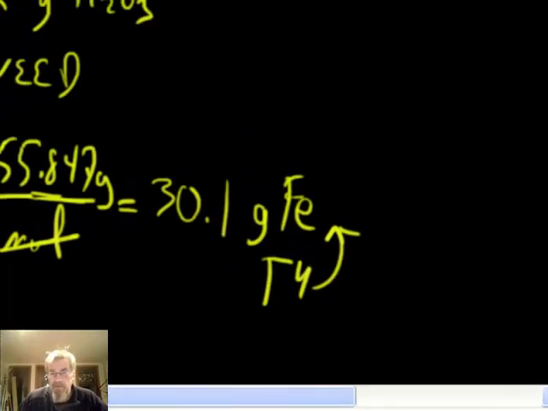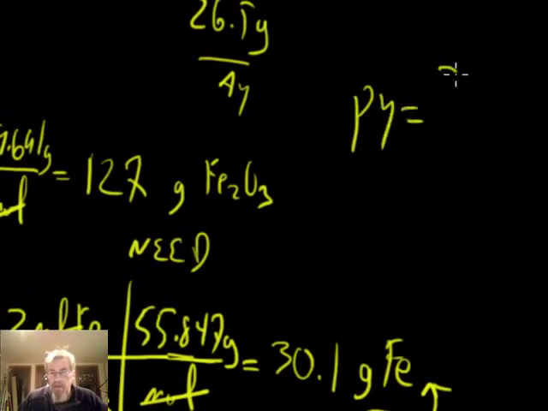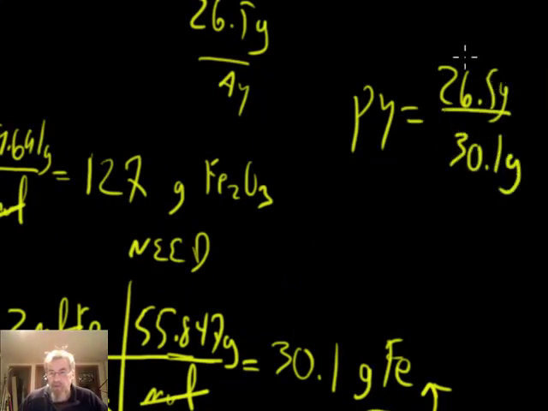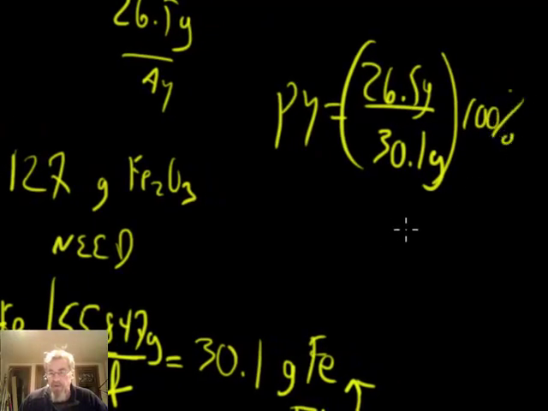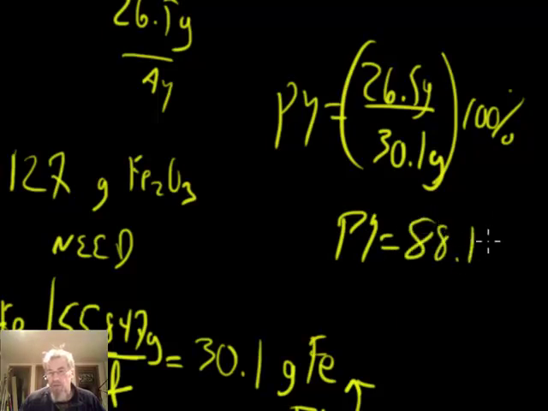Now, what's my percent yield? Well, I know my actual yield is 26.5 grams. My theoretical yield I just calculated at 30.1 grams. So that ratio multiplied by 100 is going to give me my percent yield, which turns out to be 88.1% to 3 significant figures.